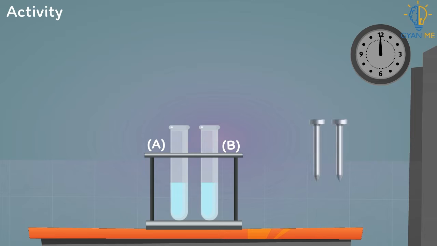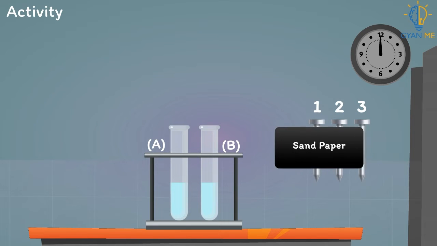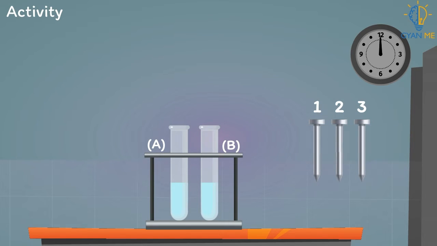Now take 3 iron nails and clean them with sandpaper. Otherwise, the reaction may not occur properly. Tie any 2 iron nails with a thread and immerse them carefully in one of the test tubes and keep it in the solution for about 20 minutes.